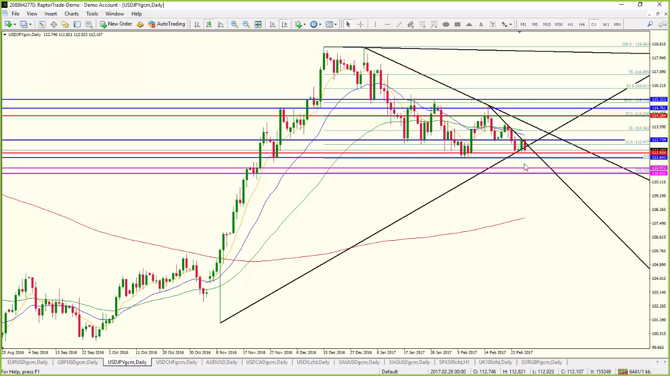Then we've moved back down, and now we're testing our target level again. So that significant level was 112.74, target level 111.93. If we get through that target level 111.93, next major support is right around the 111.64 level. So watch if we go lower at that.